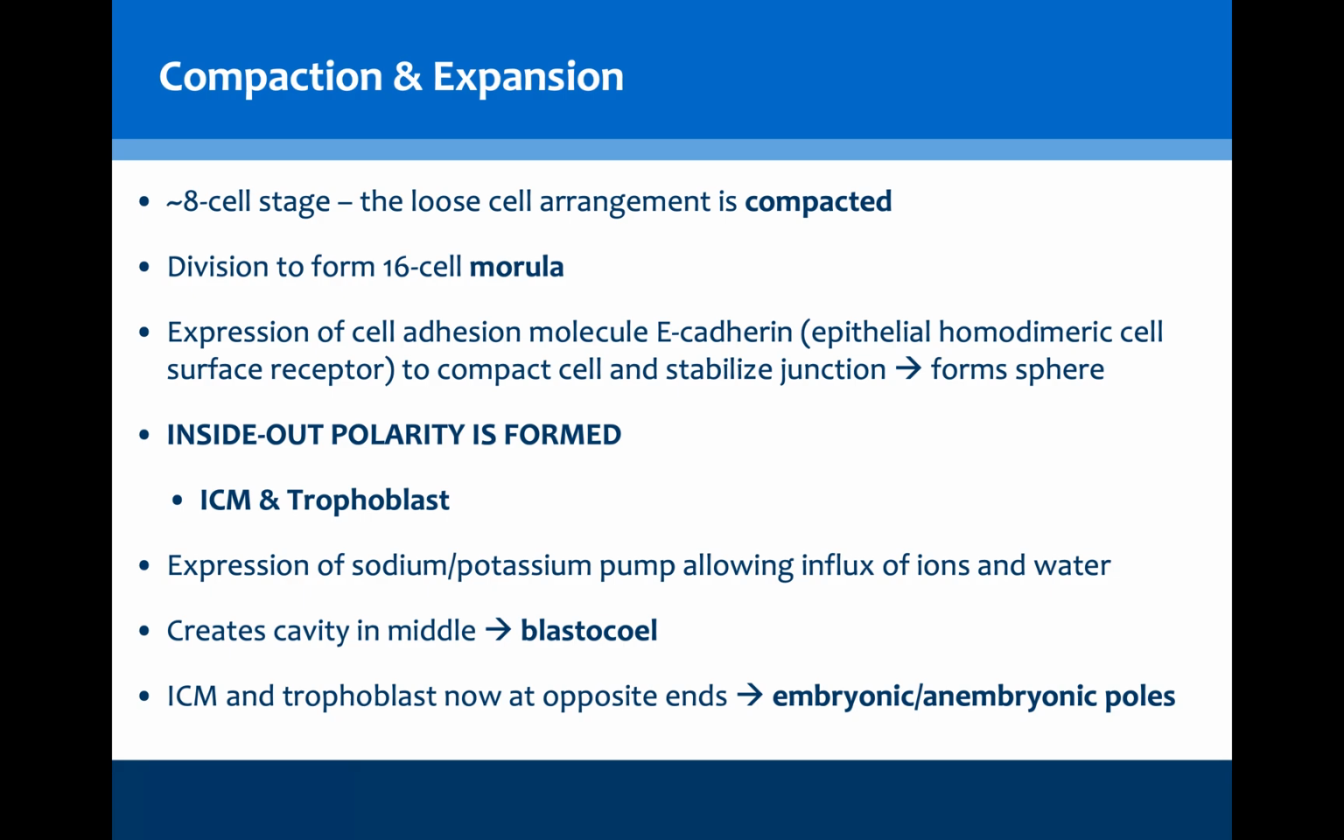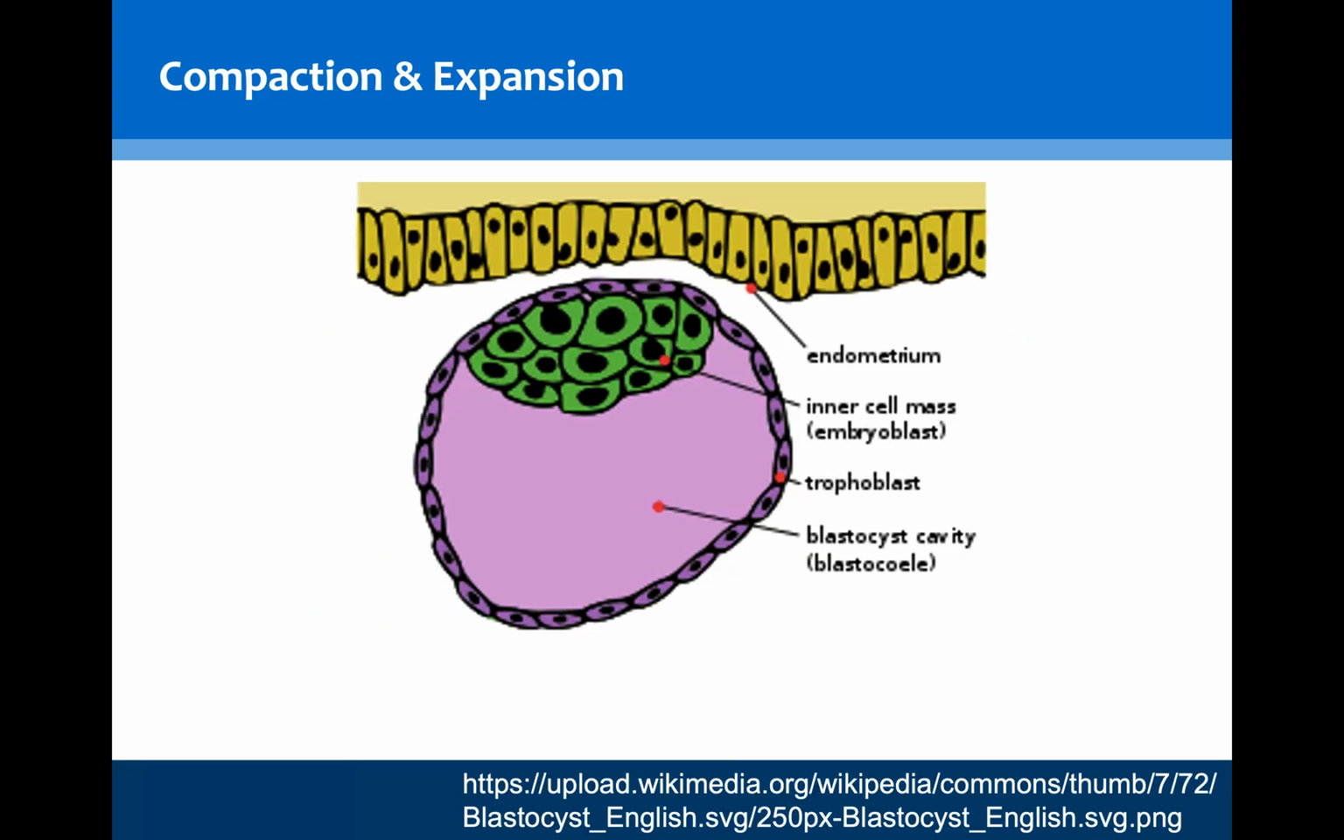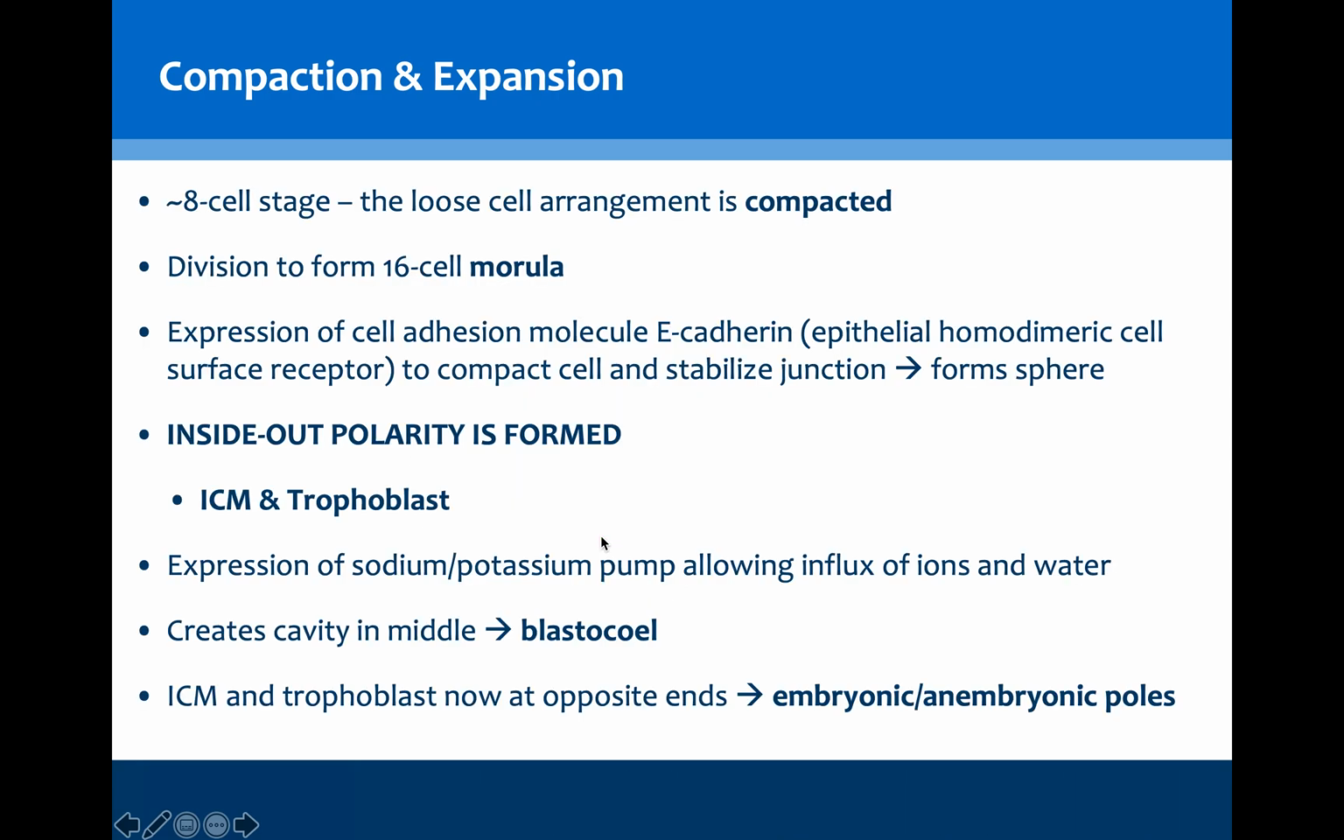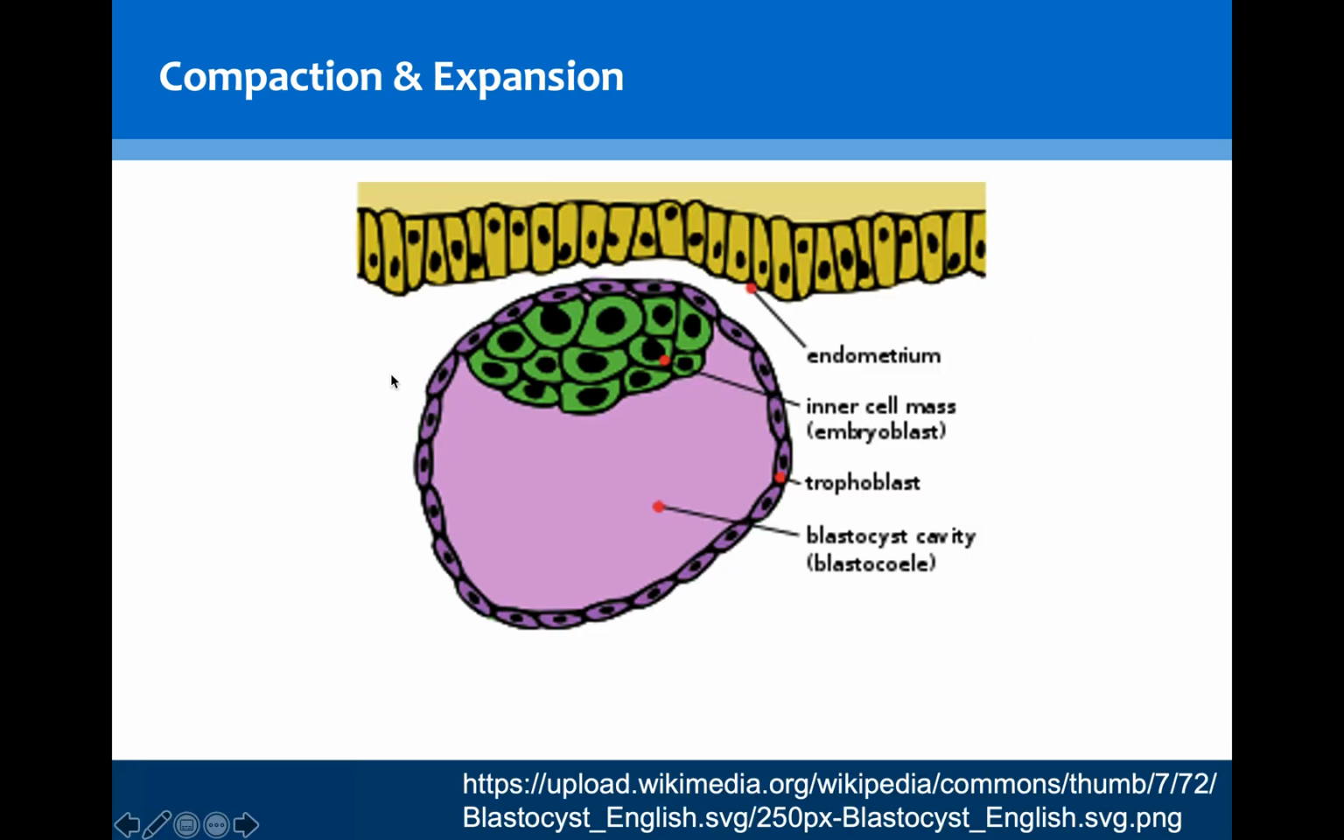Okay, and then as you'll see in the next diagram, this will actually put the ICM on one side of the blastocele, and it will put the trophoblast all around. But effectively, you have one side that has inner cell mass that's going to form our embryo proper. This is our embryoblast, and one side where there really isn't any structure that's going to form our embryo, and that's why you can describe it as having an embryonic and an anembryonic pole. The embryonic pole being here, and the anembryonic pole being there.